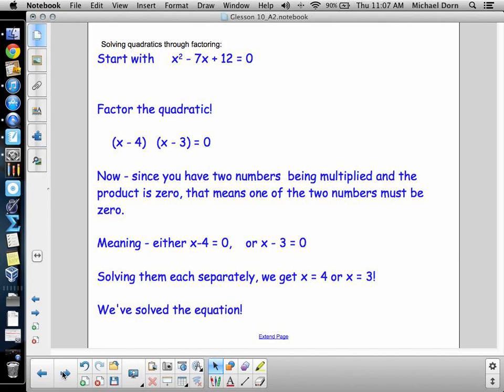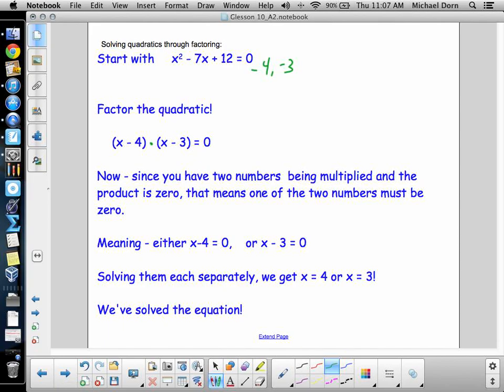Now, this is the part that a lot of people get mixed up on. They think the magic numbers we came up with, negative 4 and negative 3, right? Those are our magic numbers, as we refer to them. And our factors are x minus 4, x minus 3. The solutions to this equation, however, are not negative 4 and negative 3. Because what we're saying here is x minus 4 times x minus 3 equals 0. And whenever we multiply two numbers together and the product is 0, it means one of those two numbers must be 0.